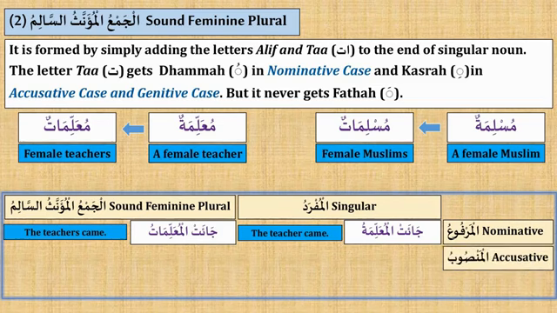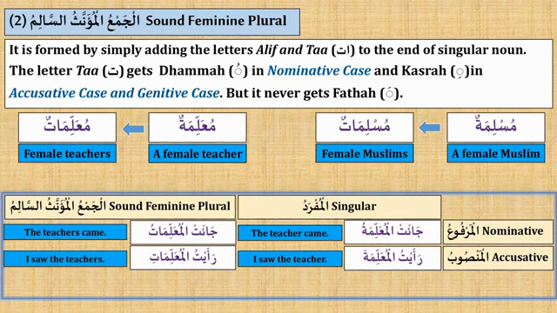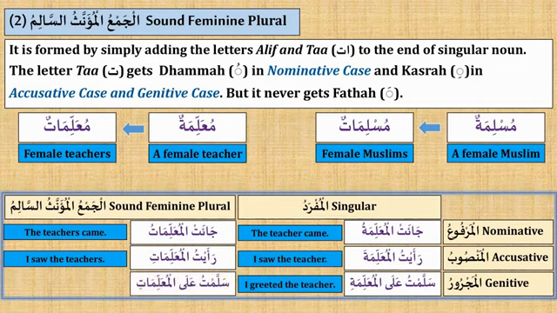And the next case, al-mansub, accusative case. رأيت المعلمة, I saw the teacher, female teacher, ends with fatha, and the plural form is رأيت المعلمات, I saw the teachers. The next case, al-majrur, genitive case. سلمت على المعلمة, I greeted the teacher, and the plural is سلمت على المعلمات, I greeted the teachers, female teachers. As we see in both cases, it gets kasra. رأيت المعلمات, سلمت على المعلمات.